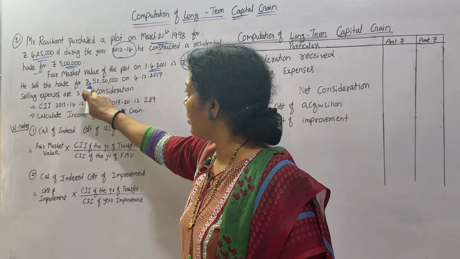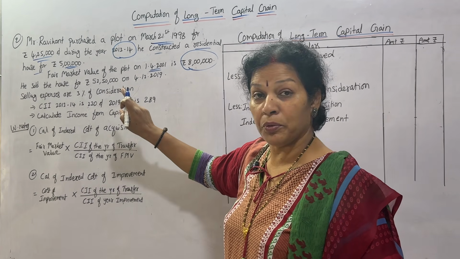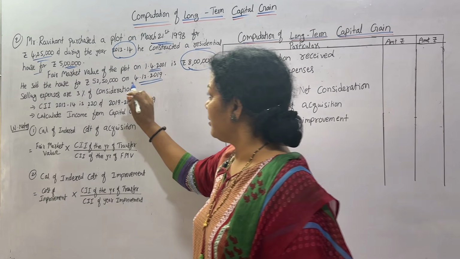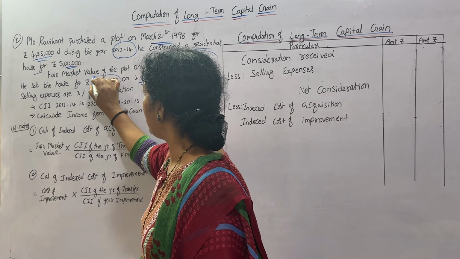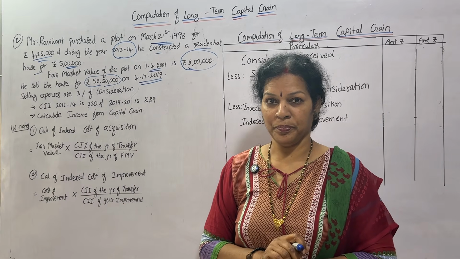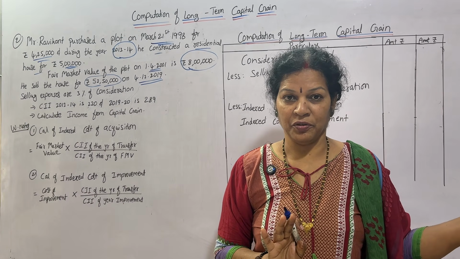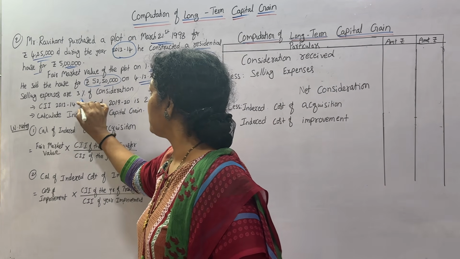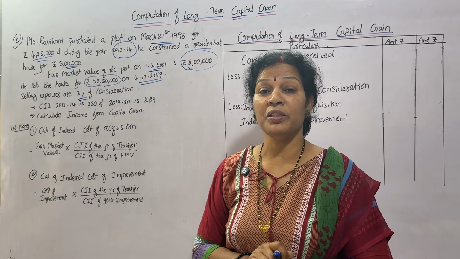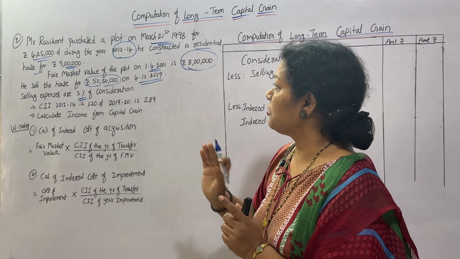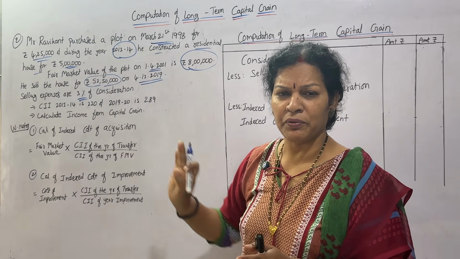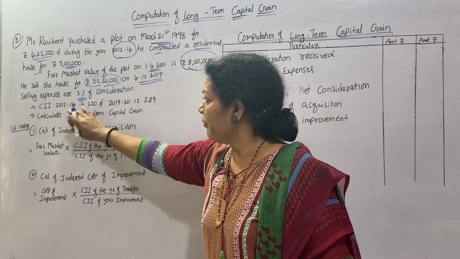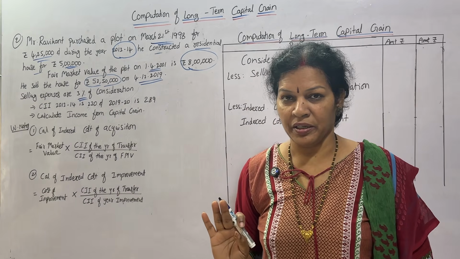And next, he sold the house for 52,50,000 on 4/12/2019. On this date, he sold the plot for 52,50,000. We are going to start the calculation of capital gain with this amount only. Selling expenses are 3% on consideration. Consideration means whatever value he sold for, 52,50,000. On this, selling expenses incurred are 3%. Now CII for 2013 to 14 is 220. They have given it.